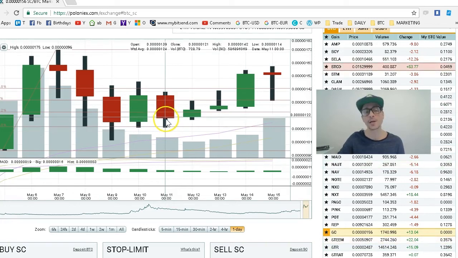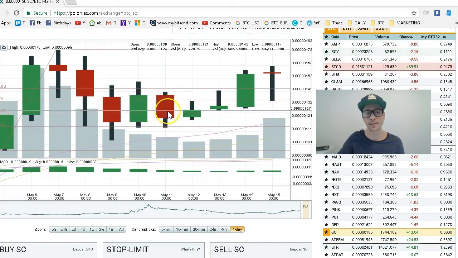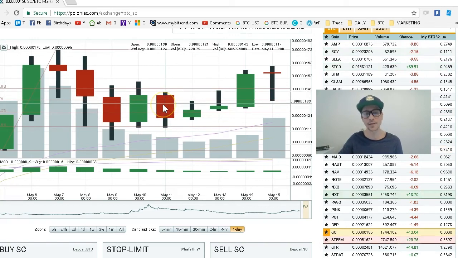So it closed way lower than it opened. This is why we have a longer body of this candle, and the price even went all the way down here. This is why we have the wick going down there, but it actually went back up a little bit, so it closed here, and this is why the candle has this red body. This is the main thing about the candles.